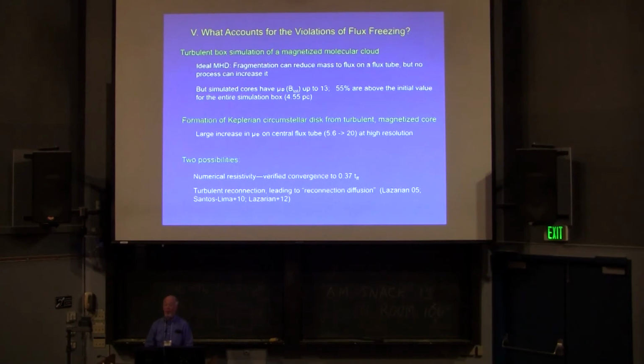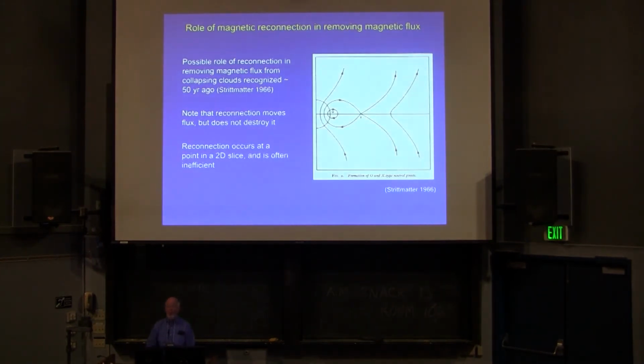The other possibility is turbulent reconnection, which leads to reconnection diffusion, and this has been basically an idea pushed by Alex Lazarian. It's been recognized for a long time that reconnection could have a role in removing magnetic flux. Here's a cartoon I took from a classic paper by Peter Strittmatter, written almost 50 years ago, showing that if you have a magnetic field which is threading this, you can get a reconnection. So here you have an O-type neutral point. That little loop of field there can contract and disappear.